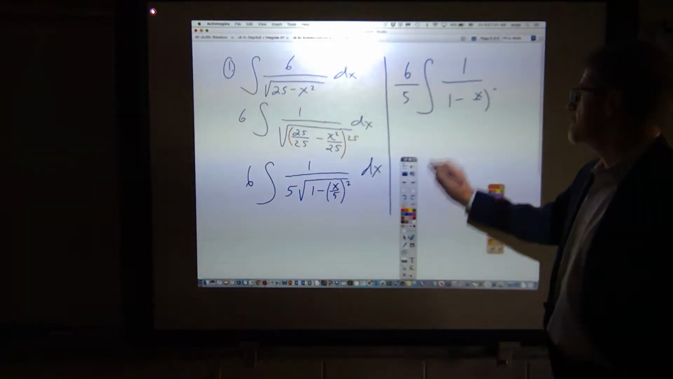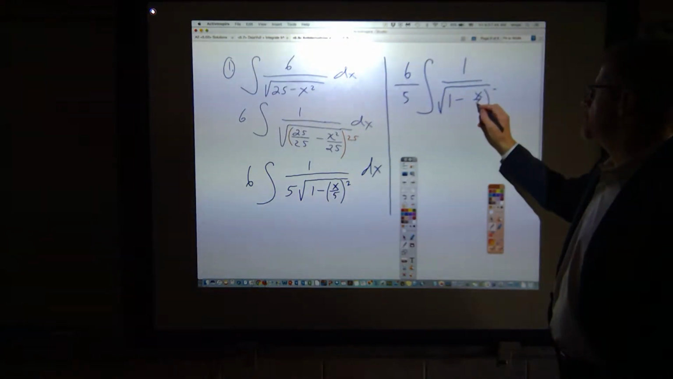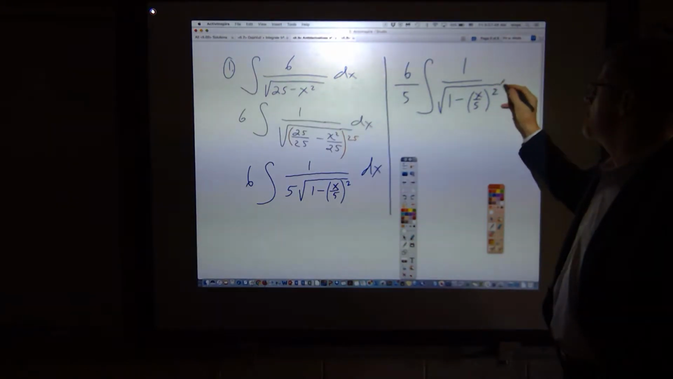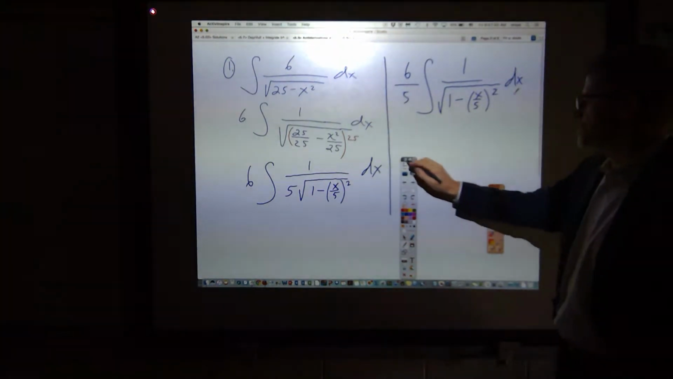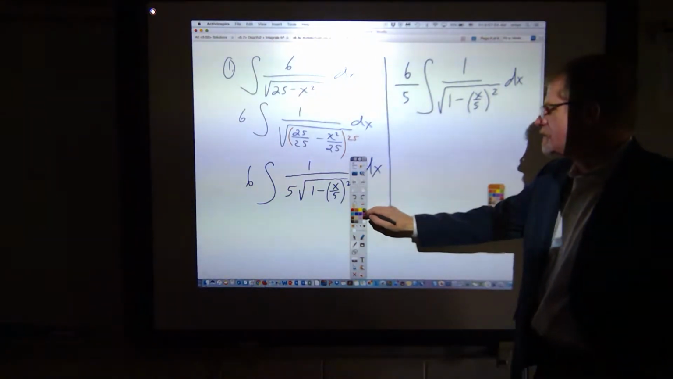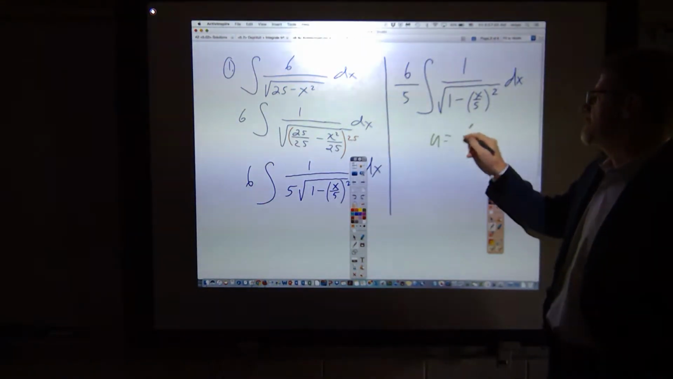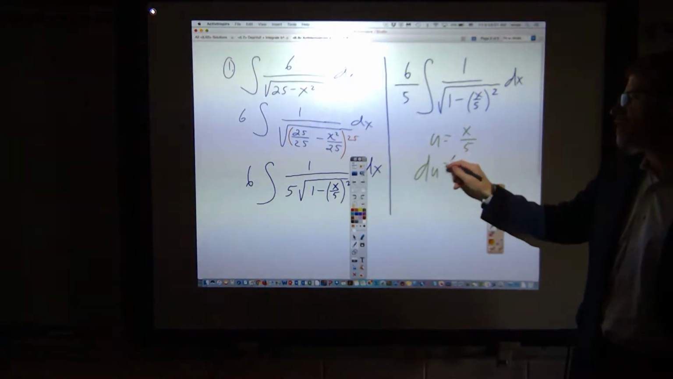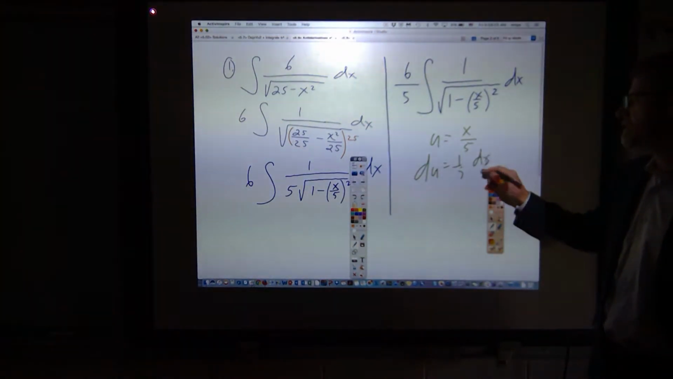That's just the way that goes. It's unavoidable for software, the way it's set up, x over 5 quantity squared dx. Okay, so the u substitution that I'm now required to make is u is x over 5, in which case du will be 1/5 dx.